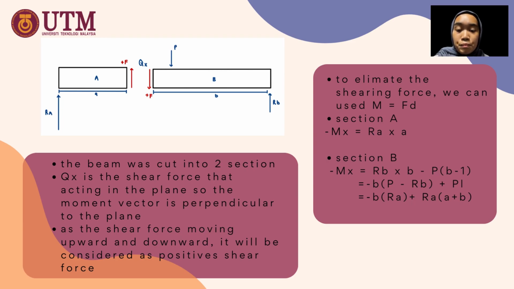For section B, we will use negative Mx equals Rb, which is our resultant force at B, times B, which is our distance of beam B, minus P, our pressure, multiplied by B minus 1. And simplifying the equation, we will get negative B times Ra plus Ra multiplied by A plus B.